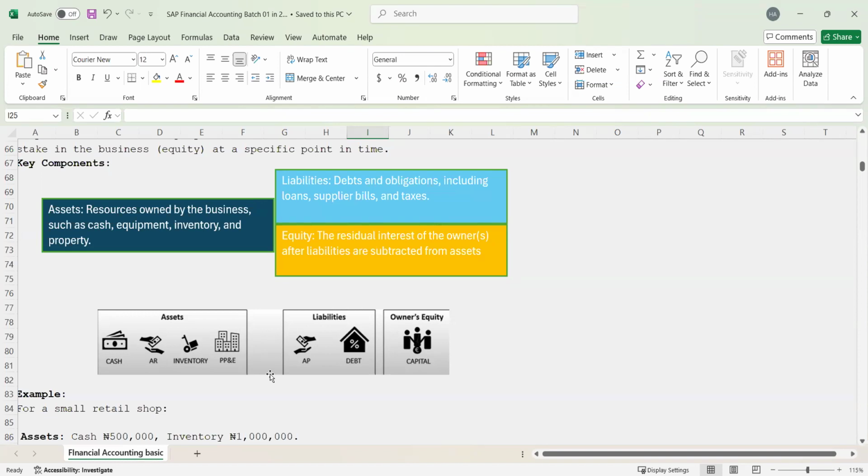It's not just, we just call it assets. We said cash is an asset, equipment is an asset, inventory and properties are assets, but they have classification. Assets have classification. We'll get there. I'm sure we'll get there.